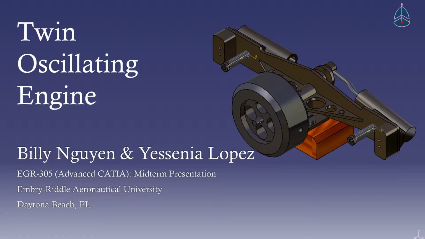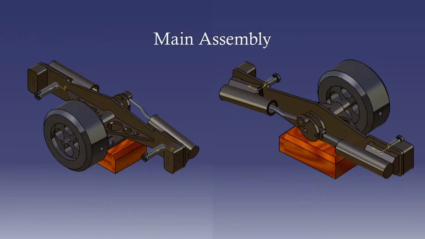Today we're going to be presenting the twin oscillating boxer steam engine. The twin oscillating engine has 20 unique parts that were broken up into 3 different subassemblies, all of which can be seen on the next slide when the exploded view is shown.